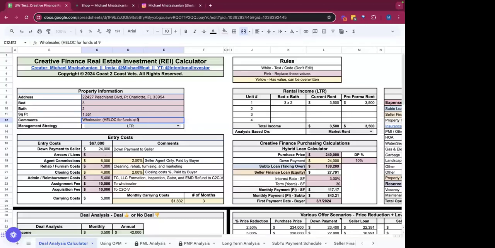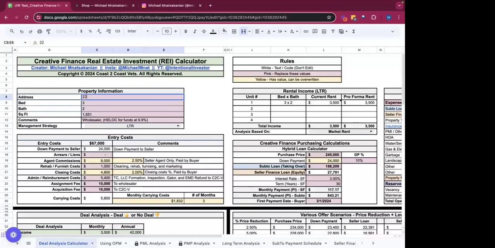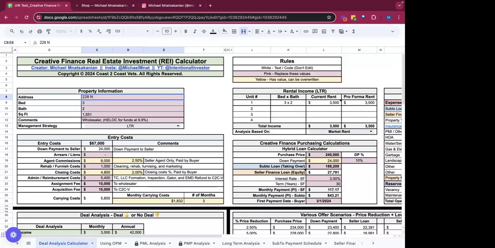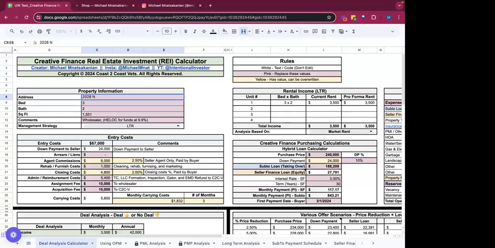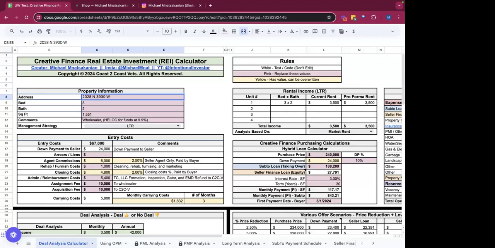I'm going to give you the address of this place so you can find it and get all the information from Zillow. It's 2028 North... 3930 West, Lehigh, Utah, 84043. Can you drop this in the chat?